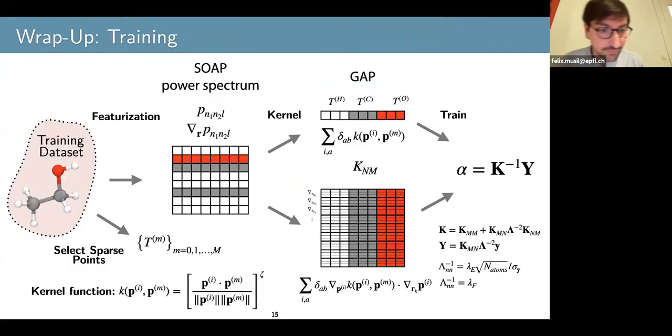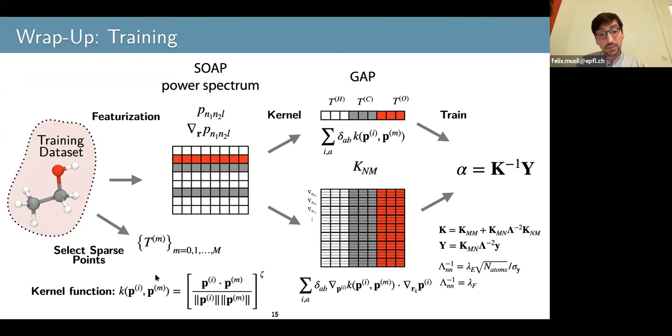So to wrap up, what we are going to see in the notebook corresponds to really this process. We start with a training data set that we are going to featurize using the SOAP power spectrum representation, on one hand to select the sparse points. How to select them is actually quite an interesting topic. Then we will compute for the whole data set the features and the gradients with respect to the features, and compute the kernel following the GAP framework. Using the sparse points, we build the so-called KNM matrix, and then solve this linear system of equations to determine the weights of the model.